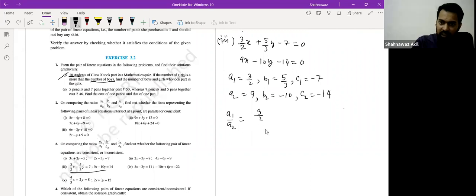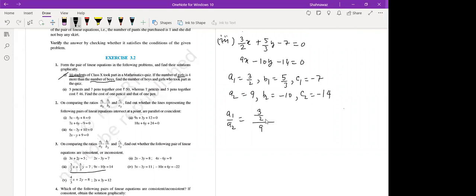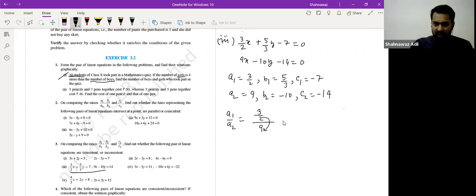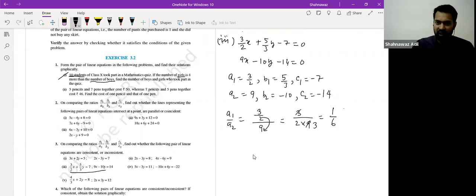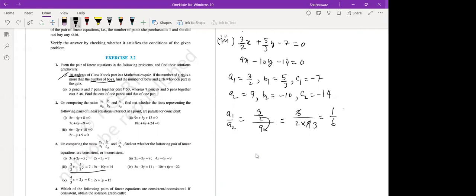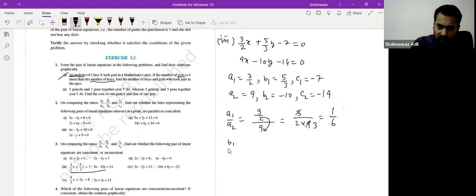So A1 by A2 will be 3/2 divided by 9. The 2 comes down, so this is 3/2 into 9, which is 1/6, right? Yes, sir. And what will be B1 by B2?